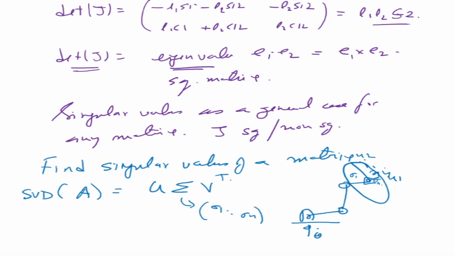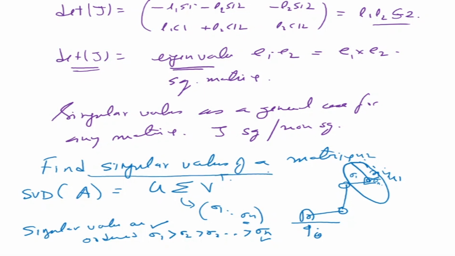Okay, so the shortest one will be sigma n. It is ordered in that direction. Singular values are ordered from sigma 1 greater than sigma 2 greater than sigma 3, and so on, greater than sigma n. So this is the largest, that's the smallest, and that's the way it is ordered. Depending on that, we need to find out which direction in space you can move and which direction you cannot move.